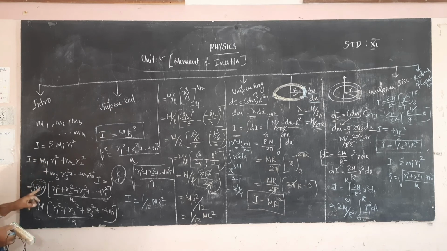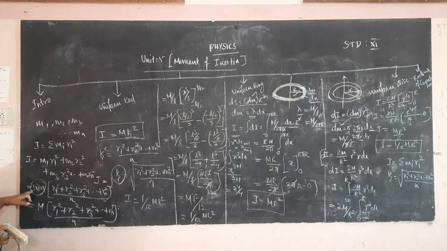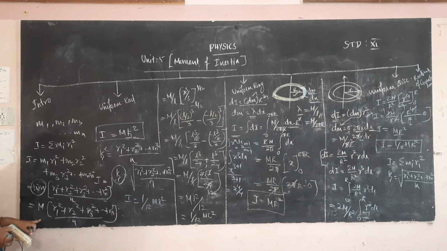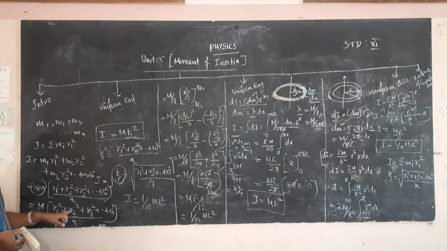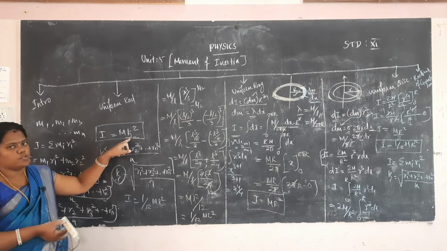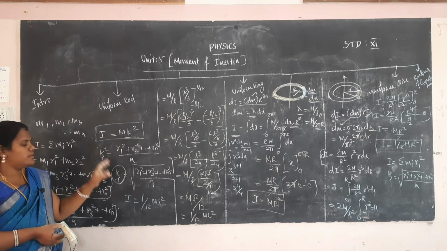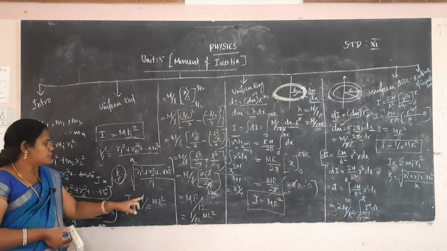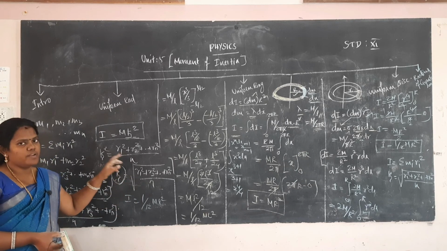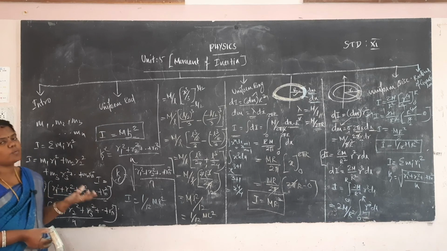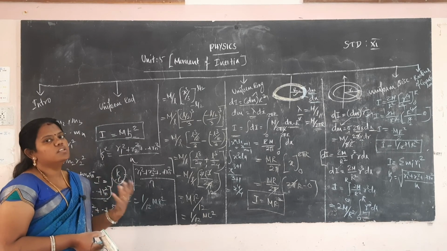Dividing and multiplying by small m, because we want to mention the number of molecules, we get n m into r1 square plus r2 square plus r3 square up to rn square, divided by n. Then taking n m as capital M, we get capital M into r1 square plus r2 square plus r3 square up to rn square by n. This value is considered as capital K square. So K square is equal to this value, and K is equal to the square root of r1 square plus r2 square up to rn square by n. This is the radius of gyration. Radius of gyration is used to calculate the moment of inertia of an irregular object.